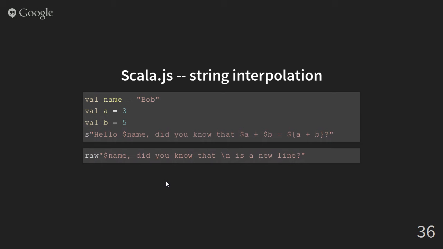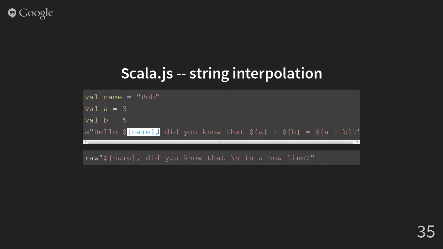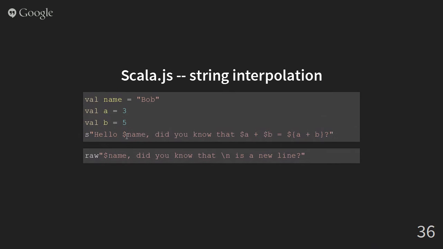Another thing is in Scala.js, it's a little bit better in the sense that you don't have to put the braces if you don't need to. So here, the braces around name, I don't have to write them. I can just use $name. It will just parse an identifier after the dollar, and it's the same. But I still have to use the braces, of course, if I want the full expression, like here.